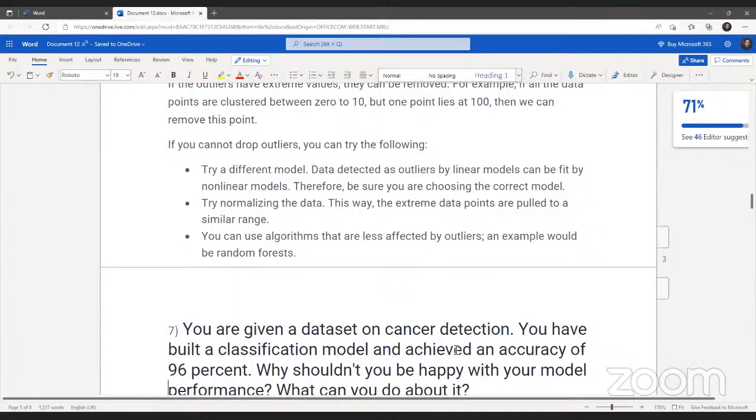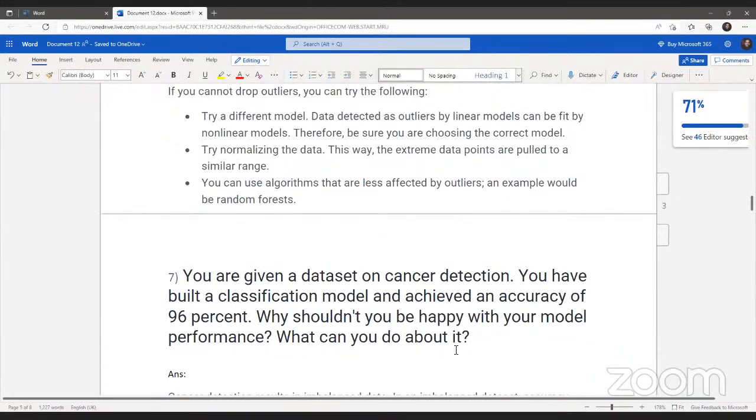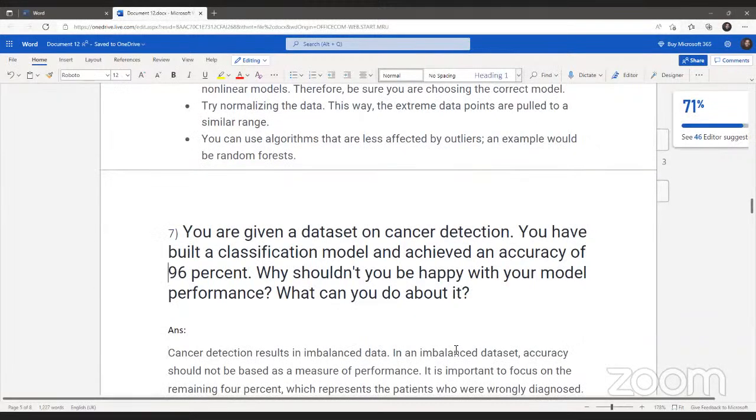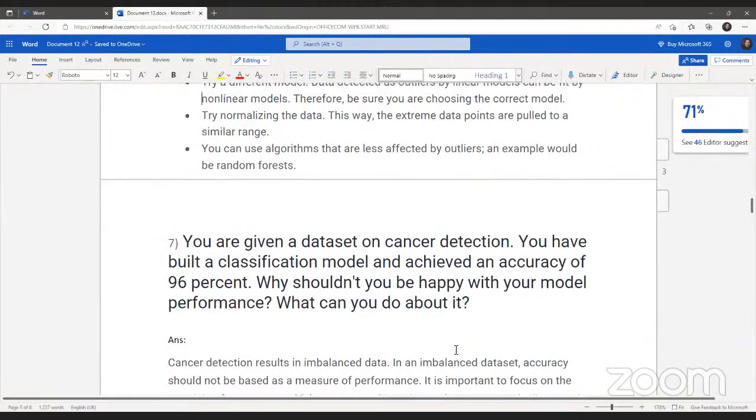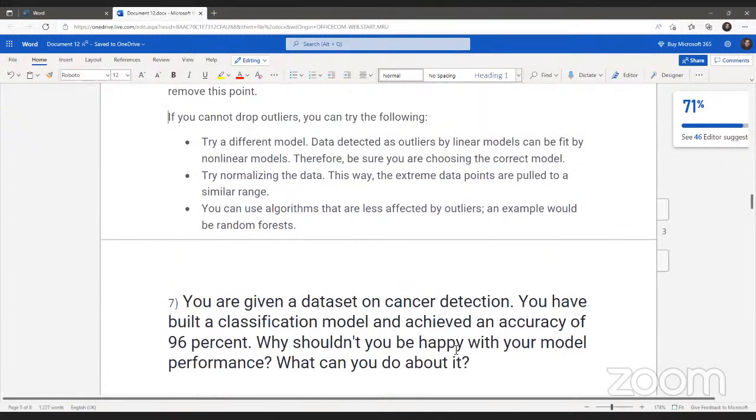As we jump into the next question, you are given a data set of cancer detection. You have built a classification model and achieved an accuracy of 96%. Why shouldn't you be happy with your model performance? What can you do about it? This is a question which has been asked in interviews. If anyone knows the answer, ping me in the chat box and we'll discuss the answer within a minute.